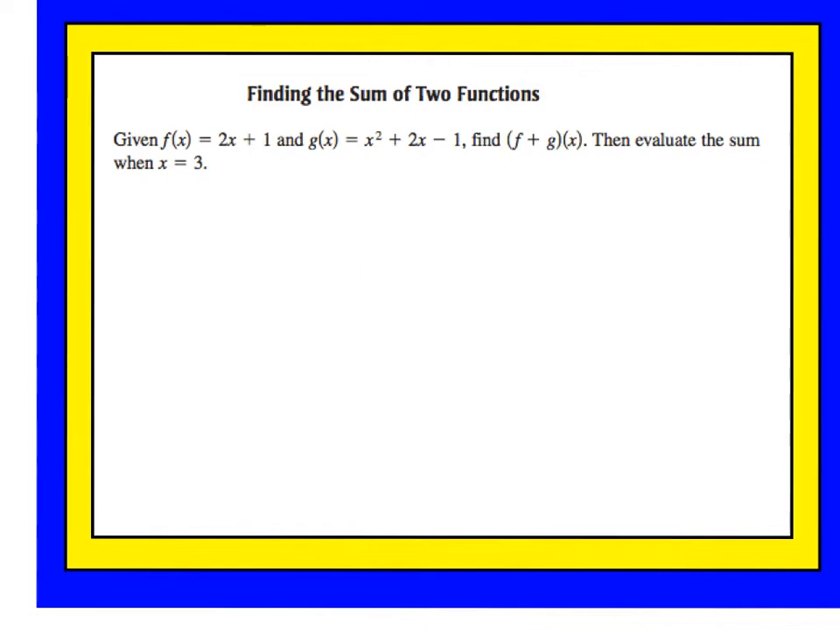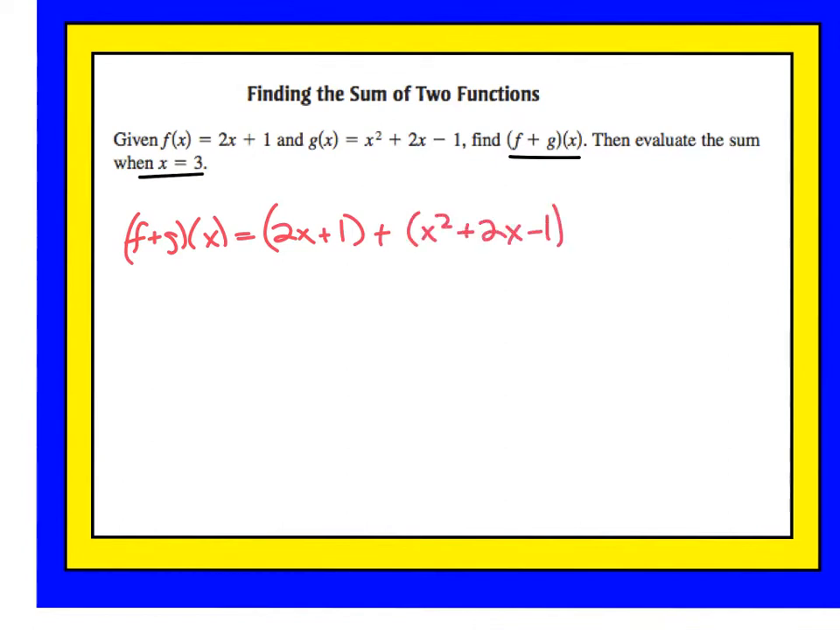So this first one I have is my f of x, 2x plus 1. My g of x is x squared plus 2x minus 1. And so we're just going to add them together. So we're going to find f plus g of x, and then I'm going to evaluate at x equals 3. So if I have f plus g of x, I would just have 2x plus 1 plus x squared plus 2x minus 1. Again, this is just a sum, so I don't really have to worry about it.